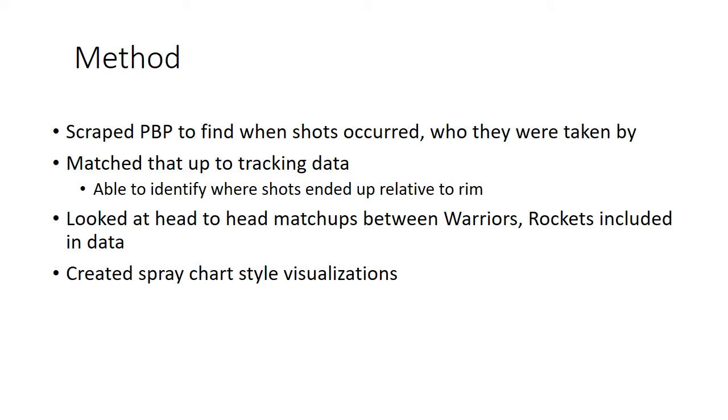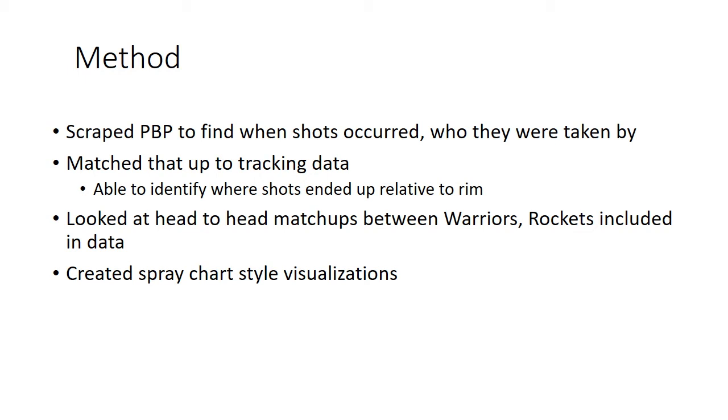So what I did is scrape play-by-play to match up with the tracking data to find out where the shots occurred and who they were taken by, and then match that up to the tracking data, and you can figure out with the ball where guys missed. Obviously, the data is a little bit messy, so it's not perfect, but it definitely gives a pretty good sense.